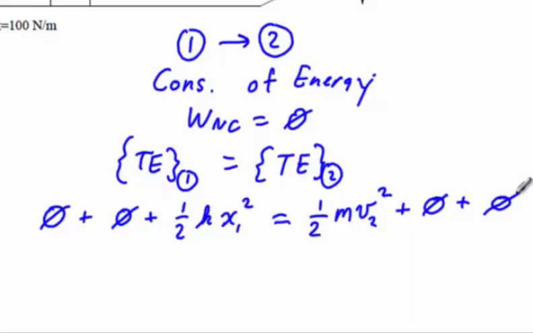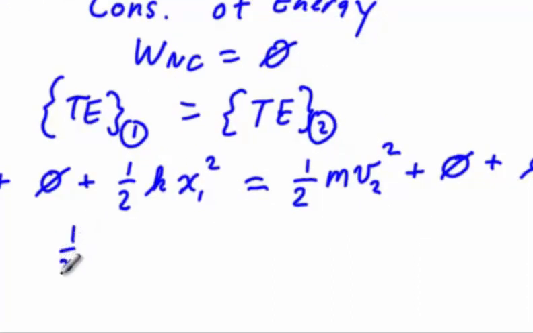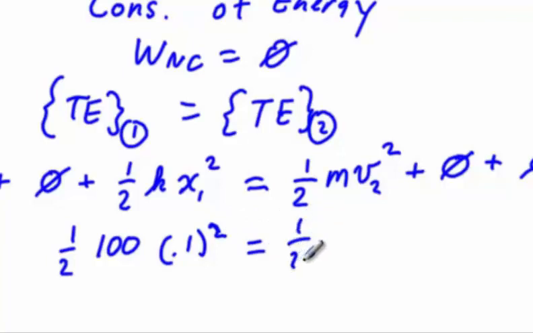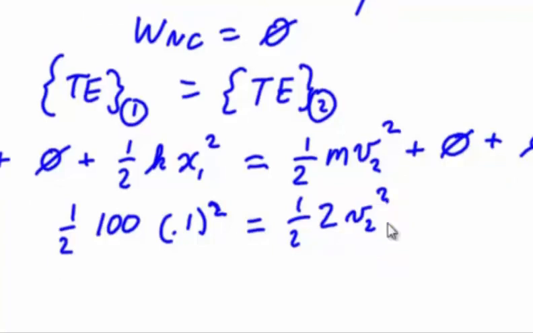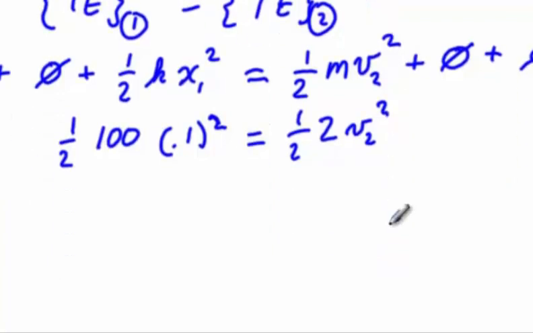Well, what do we know? We know that the spring constant itself is 100. X, the compression, is 0.1, which we're going to need to square. The mass is 2 kilograms. And then velocity 2 squared. The only unknown in that equation is velocity 2, which we can solve for rather easily.